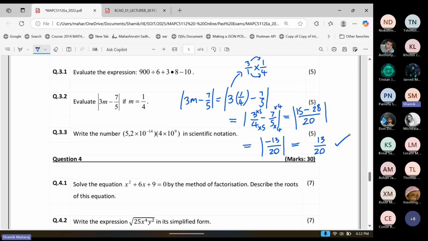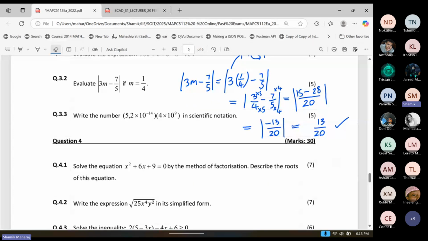So this is what we need to get. Right? But please make sure you're not at this step here eliminating negative signs. Some people do that and they write 15 plus 28. That wouldn't be correct. That wouldn't work. Only at the end, in the last step, can you eliminate the negative sign. All right. Okay, so that's 3.2.